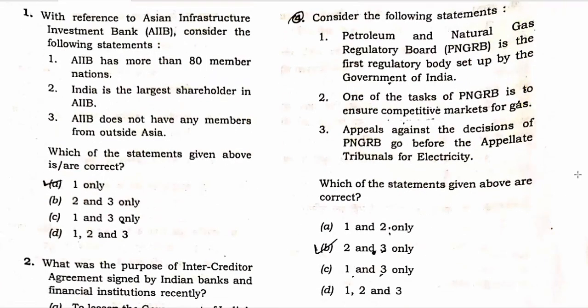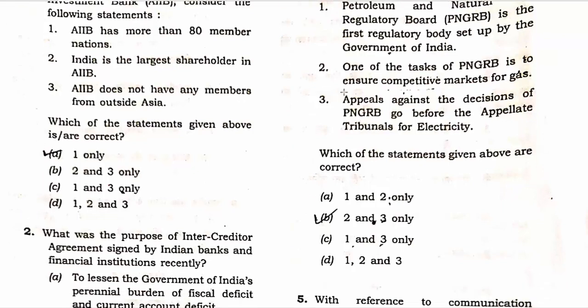The Petroleum and Natural Gas Regulatory Board is the first regulatory body set up by the Government of India since 1950. Do you think this is the only first regulatory body which has been set up? Wrong answer. It can't be, because we have IRDAI, then we have TRAI as well, which is a regulatory body. So this is not the correct answer. One of the tasks of the PNGRB is to ensure competitive markets for gas.